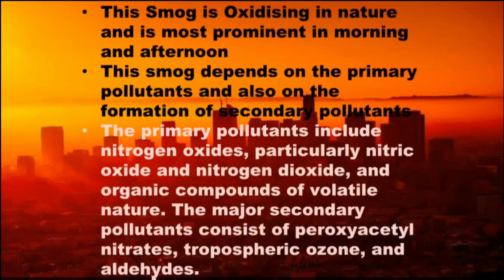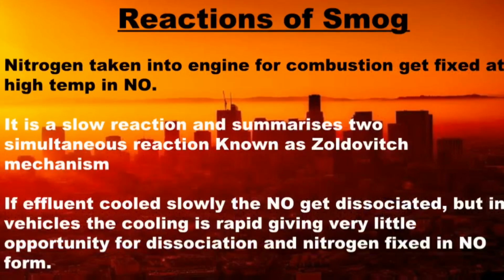Photochemical smog is oxidizing and most noticeable in the morning and afternoon. It forms from primary pollutants like nitrogen oxides and volatile organic compounds, creating harmful secondary pollutants. In vehicles, nitrogen is fixed into nitric oxide at high temperatures, a process explained by the Zeldovich mechanism. Rapid cooling prevents NO dissociation, contributing to smog formation.